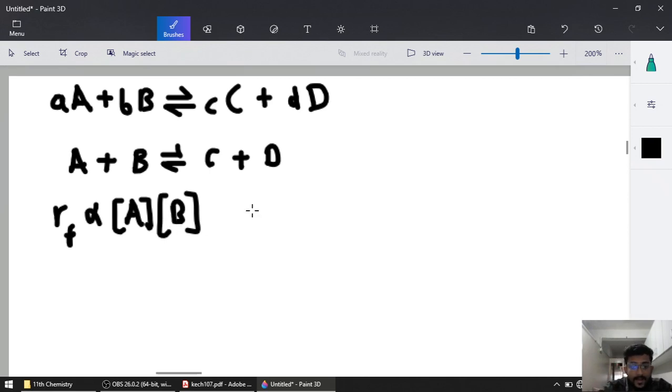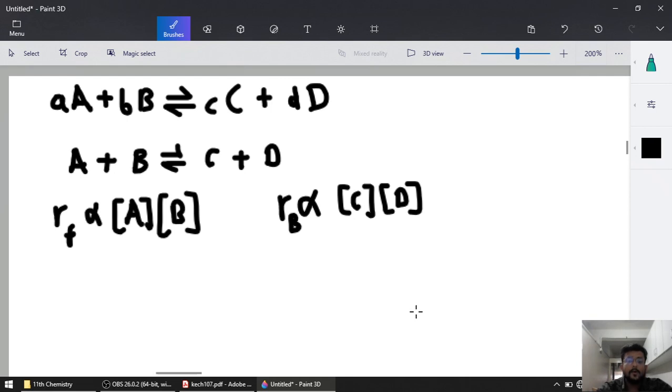Remember that. Likewise, for the reverse reaction, or you can say backward reaction, RB, is proportional to the backward reagent. If the reaction is going backward, what will be our reagent? C and D. So it will be directly proportional to the concentration of C and concentration of D. Remove the proportionality symbol, then we have to apply a constant. So rate of the forward reaction will be equal to Kf into concentration of A and concentration of B.